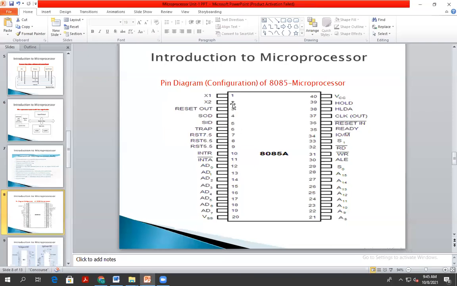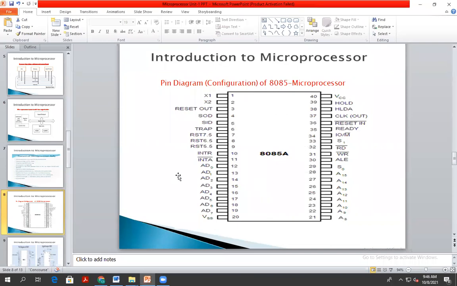In this, you have to count on the left side 1 to 20. 1, 2, 3, 4, 5, 6, 7, 8, up to 20 pins are there. In the same way, on the right side of the chip, again 20 pins are there, from 21 to 40. So here 20, here 20. Totally the 8085 microprocessor chip has 40 pins.